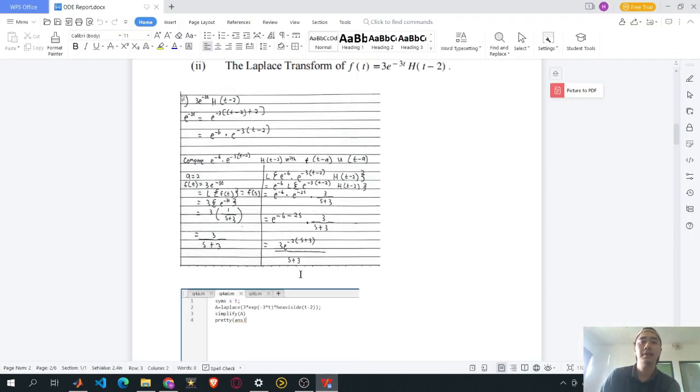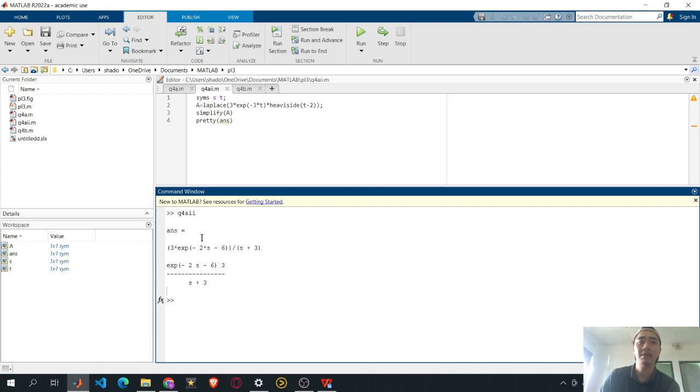So this is the same as this one because we just factorized it. If you don't factorize it, it becomes negative 2s minus 6 like this. So it's the same as this one, negative 2 times s minus 6.